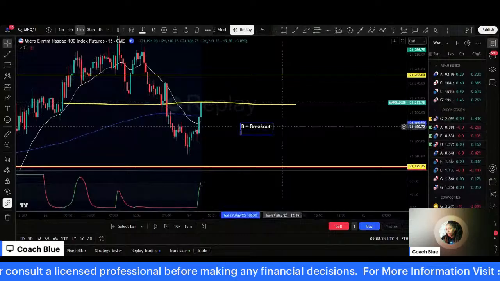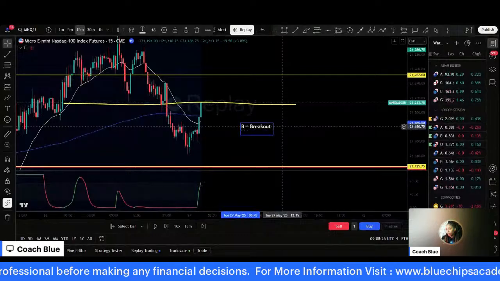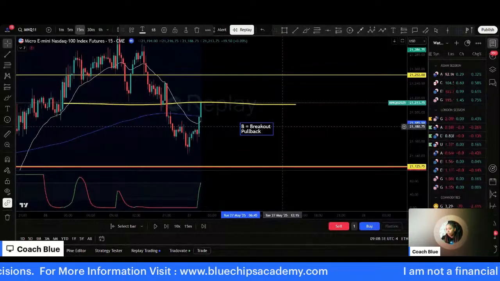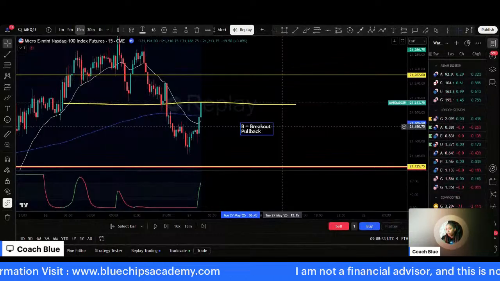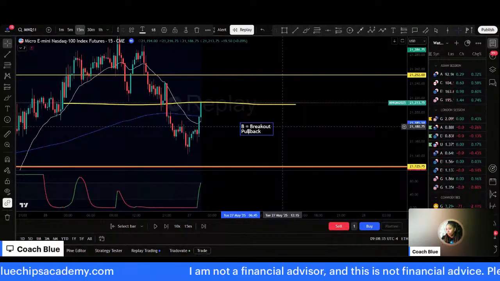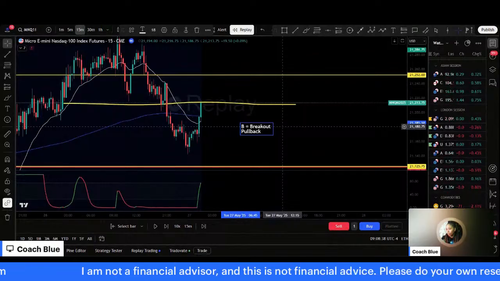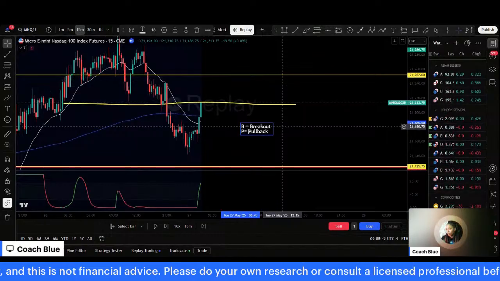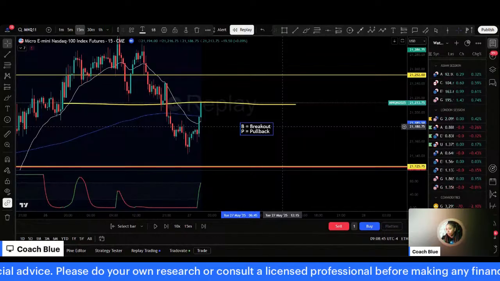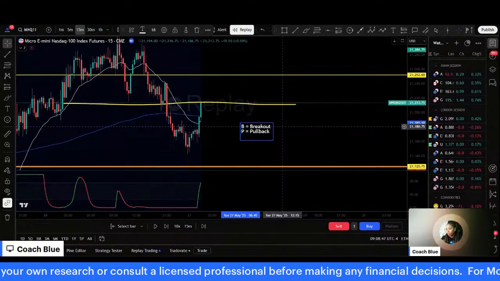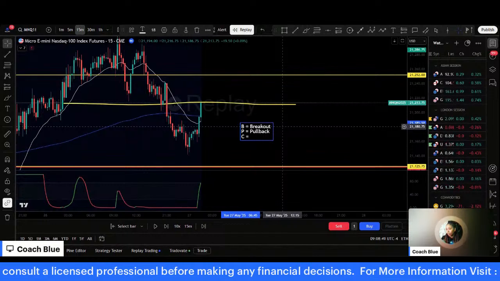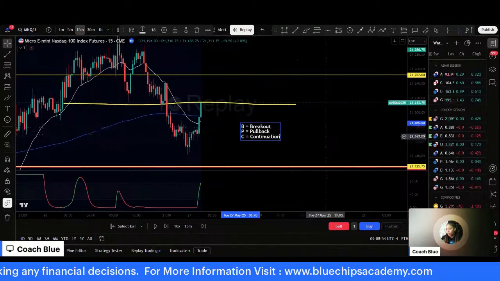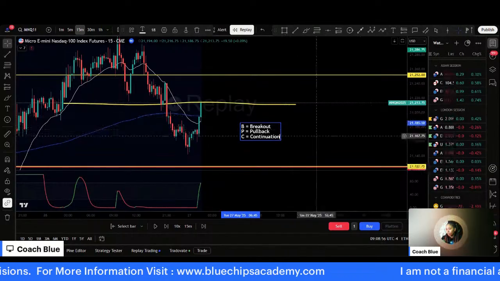That's the first thing. The second thing I want to see is a pullback. That's what the P stands for. You want it to stay within the same proximity of your key level. If it comes back and completely reverses, then that might not be a valid pullback. And the last one is the C, that's continuation. BPC: breakout, pullback, continuation.